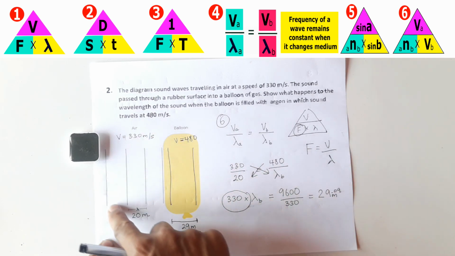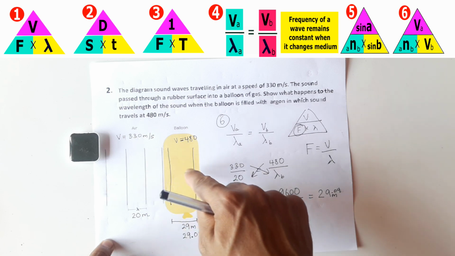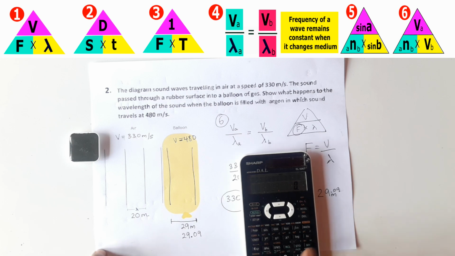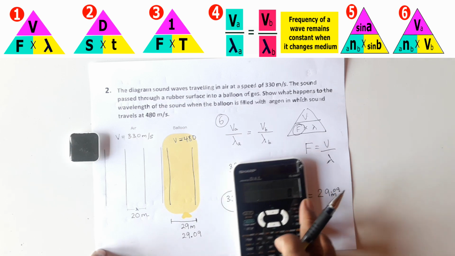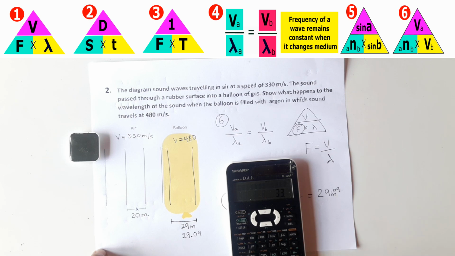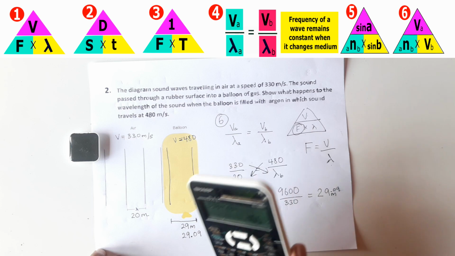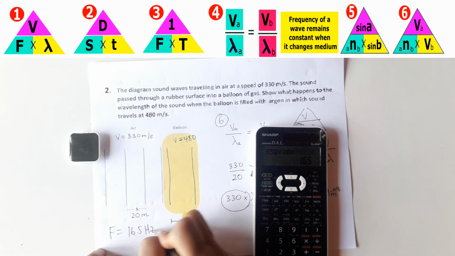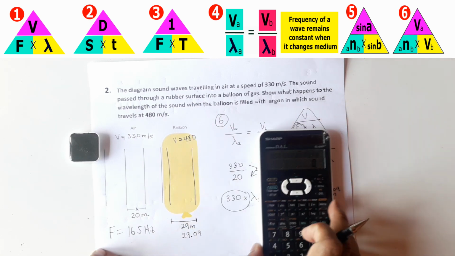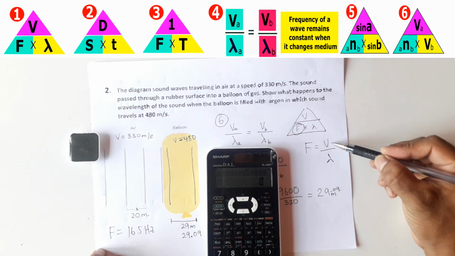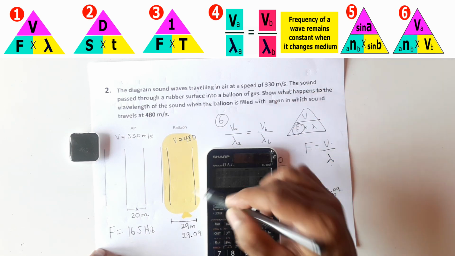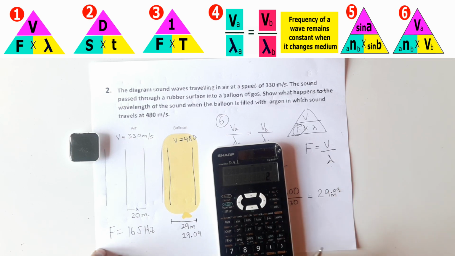So let's write that down. Let's calculate the frequency in the air and then calculate the frequency in the balloon. What's the frequency in the air? Well, in air, the velocity is 330 divided by the wavelength, which is 20. And you will see that the frequency outside here is 16.5 Hertz. Let's calculate the frequency inside the balloon. The frequency inside the balloon is the velocity inside the balloon divided by the wavelength inside the balloon.